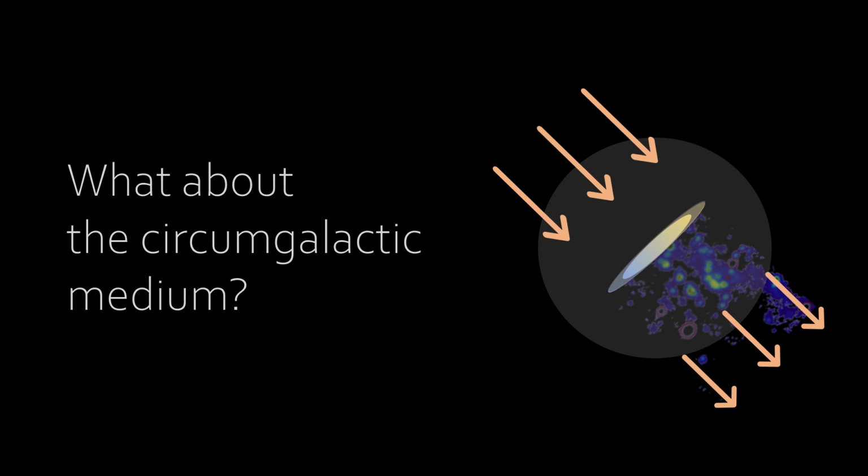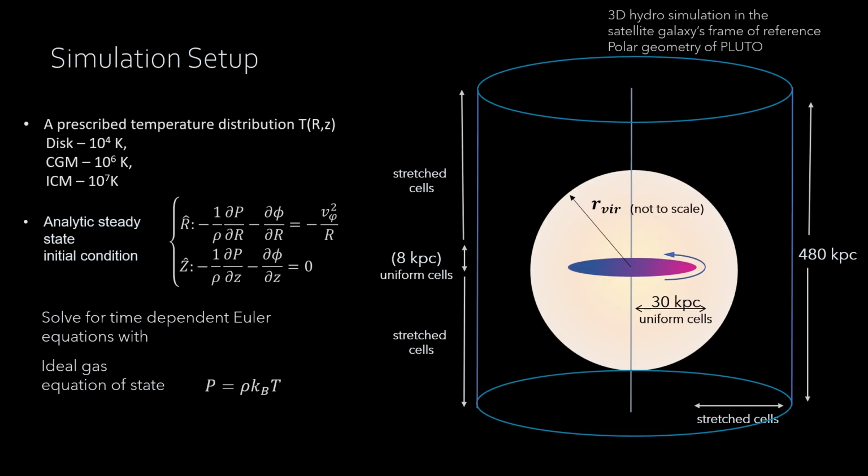In this work, we address the survival of the circumgalactic medium and study the coevolution of the galaxy's circumgalactic and interstellar gas reservoirs. Our simulations are carried out in the 3D polar geometry of the PLUTO code without radiative cooling. We assume the three phases, the ISM, the CGM, and the ICM, to be isothermal. The galaxy is modeled as a rotationally supported disk at 10^4 Kelvin, surrounded by a 10^6 Kelvin stationary circumgalactic reservoir till the virial radius of the galaxy.